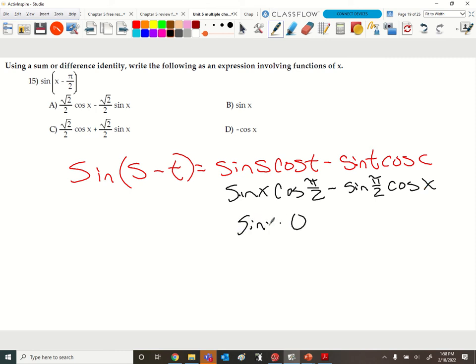Times my sine of x, minus, what is sine at pi over 2? 1 times cosine of x. So anything times 0 is 0. So this goes away, and I'm left with the answer of -1 cosine of x.